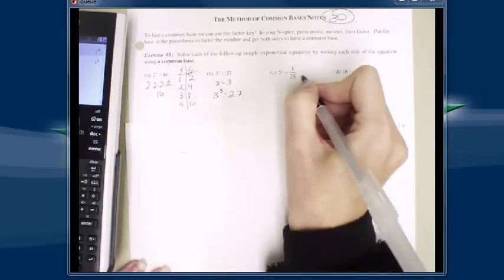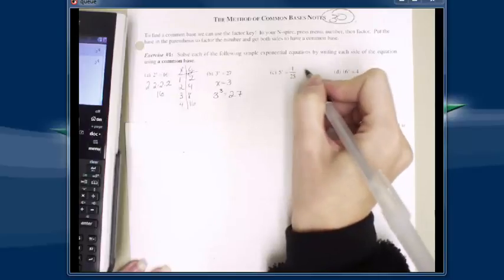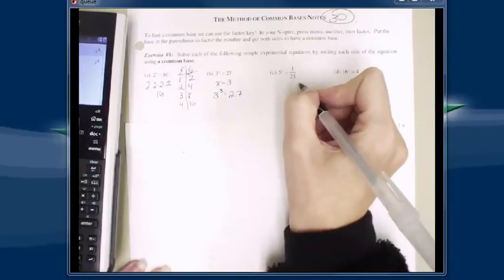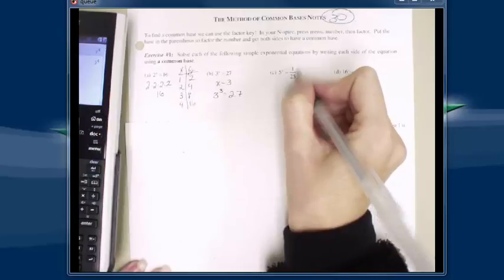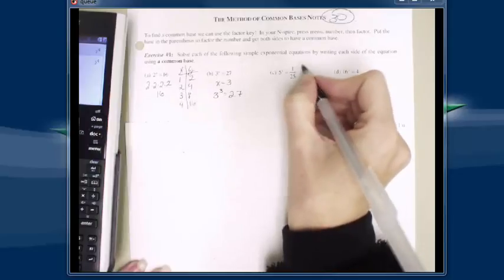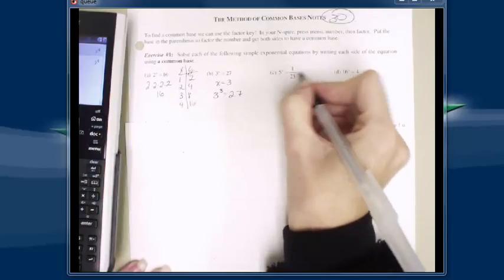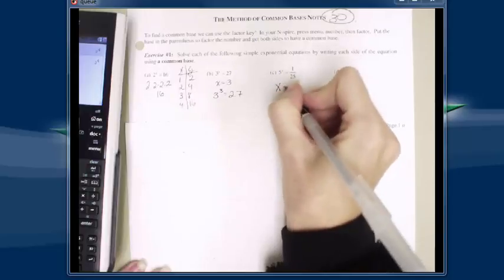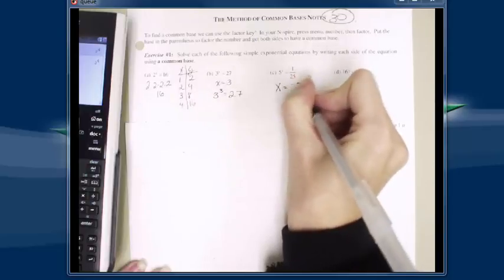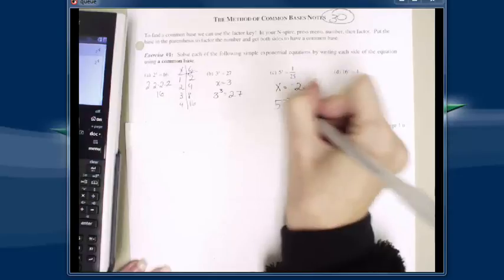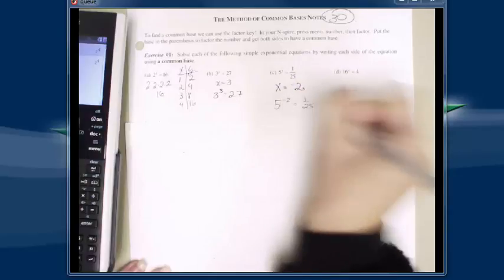Now this is a trickster. There's a fraction involved, high levels of stress. Instead, let's look at it. We know that if it became a fraction, that means there was a negative there. Negative 2. And you can try that out. 5 to the negative 2 will give you 1/25.